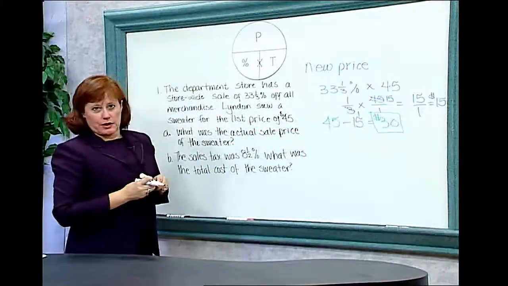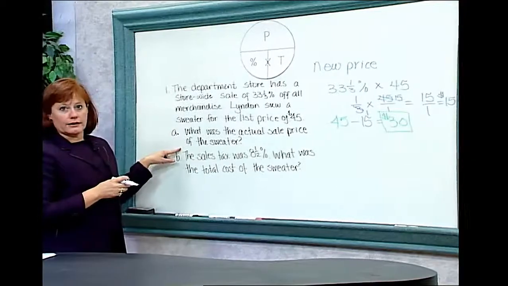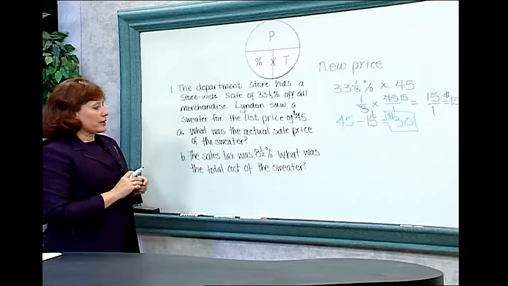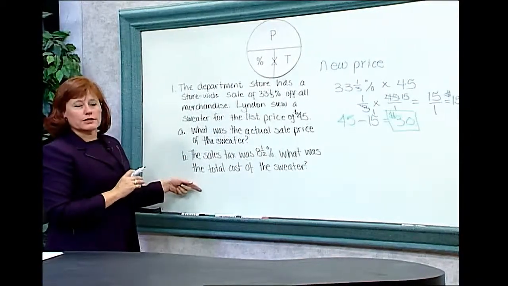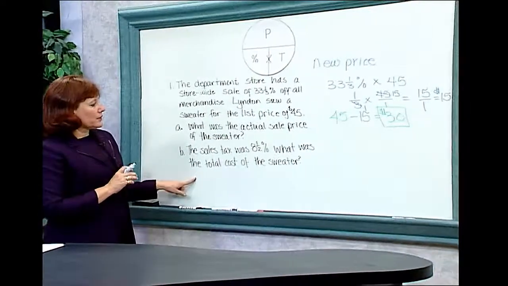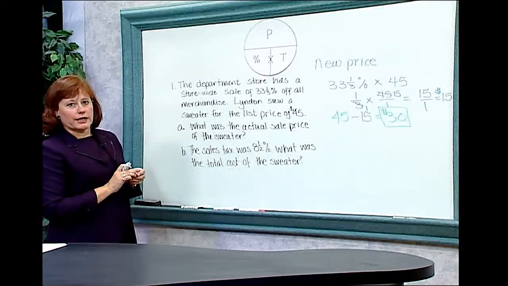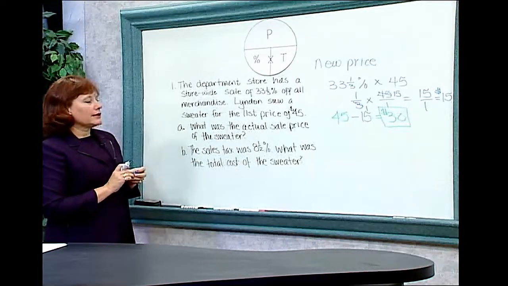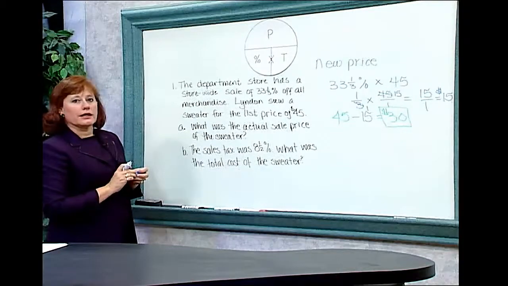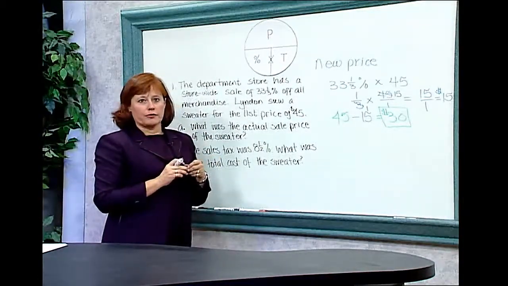The new price of the sweater is $30. Now I have completed part A. I'm still not done with my transaction because I need to know how much this sweater is going to cost after sales tax. So when I'm looking at the sales tax problem, it says the sales tax is 8.5%. I want to know 8.5% of 30. I'm going to say what part of 30 is 8.5%.